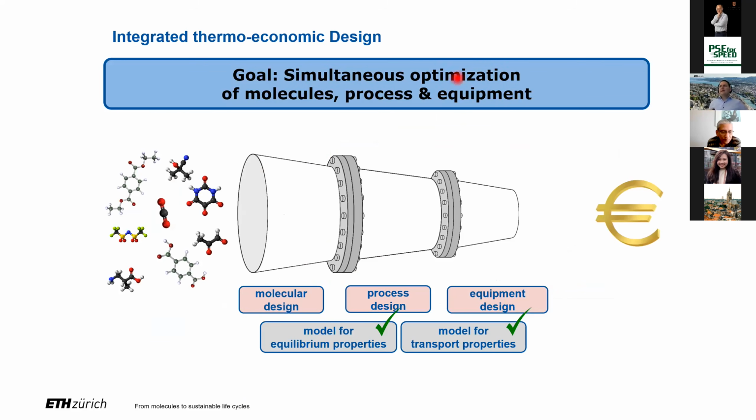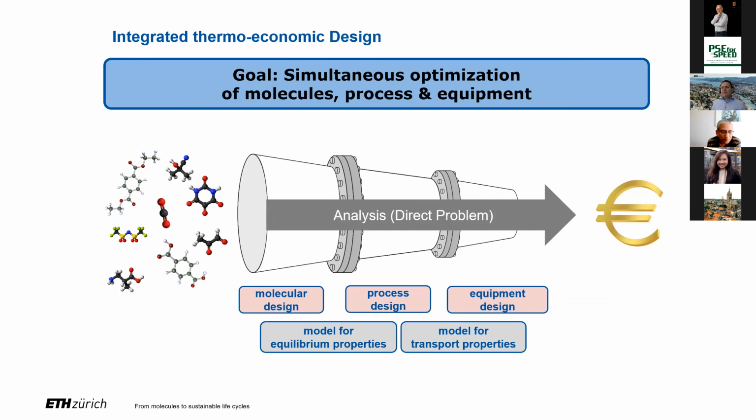So I pointed out this goal, saying we wanted to simultaneously optimize molecules, processes, and equipment. And what I showed you, and maybe that's one thing I want to emphasize, is that it's really key to have the right predictive model at hand. And for many applications, the PC-SAFT theory is very, very powerful. And obviously, we can now test molecules within the model, predict the PC-SAFT parameters, and predict the performance.